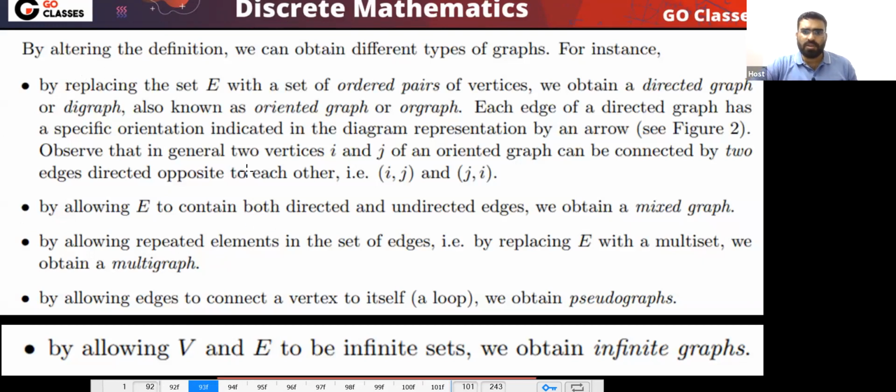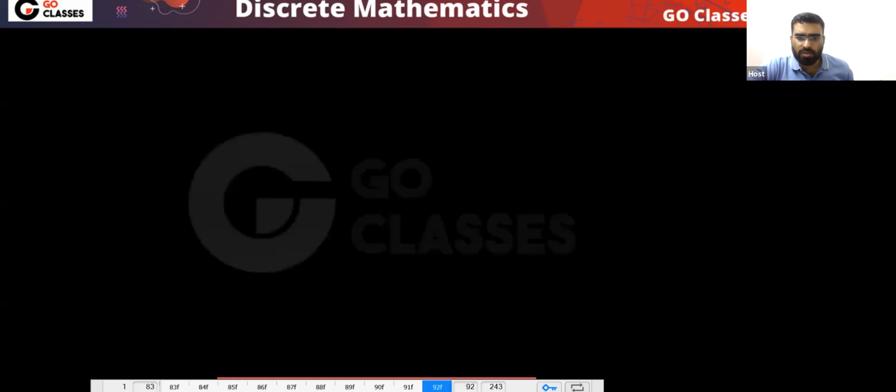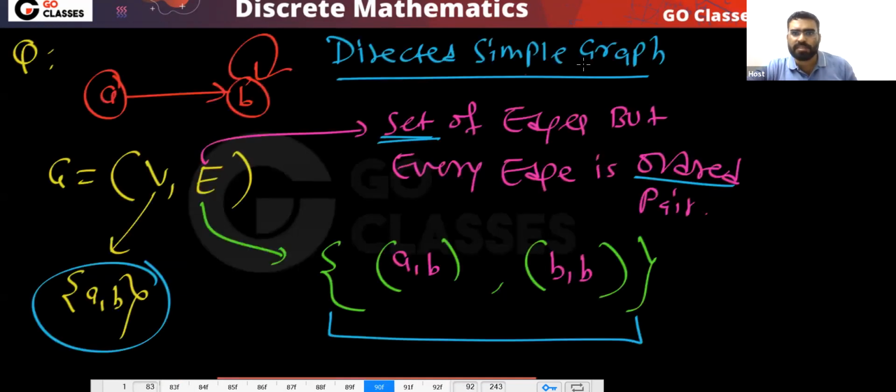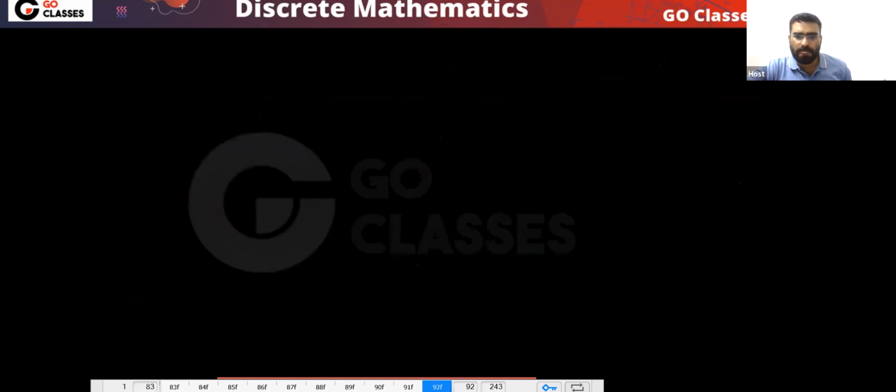Here you can notice all these definitions I have covered. This is a directed simple graph. So there should be no self loop. We should not have any self loop. So this is correct, because the definition of directed simple graph does not allow self loops.